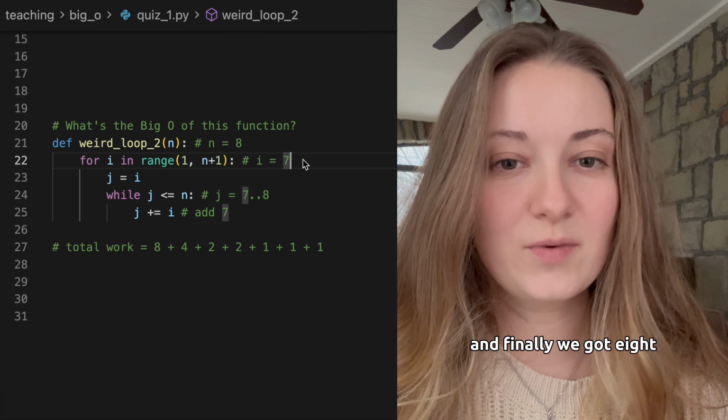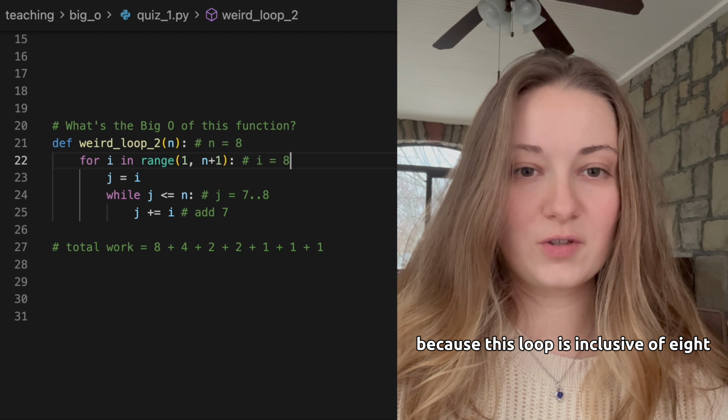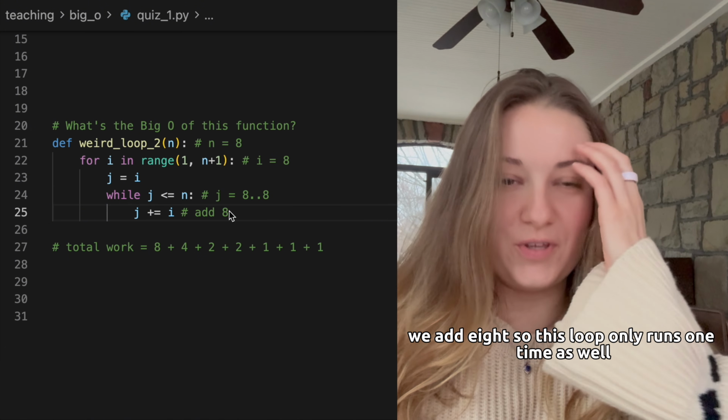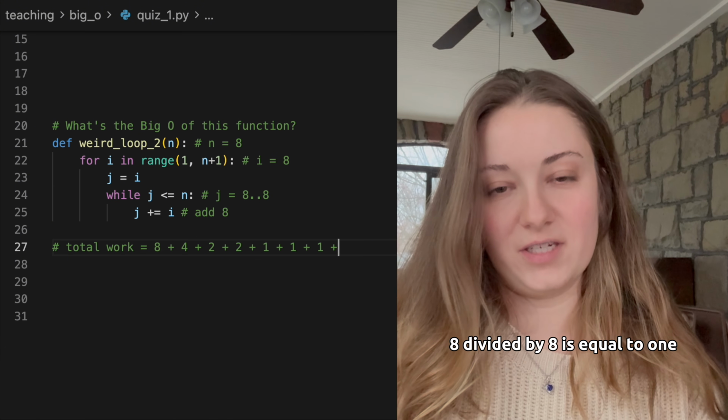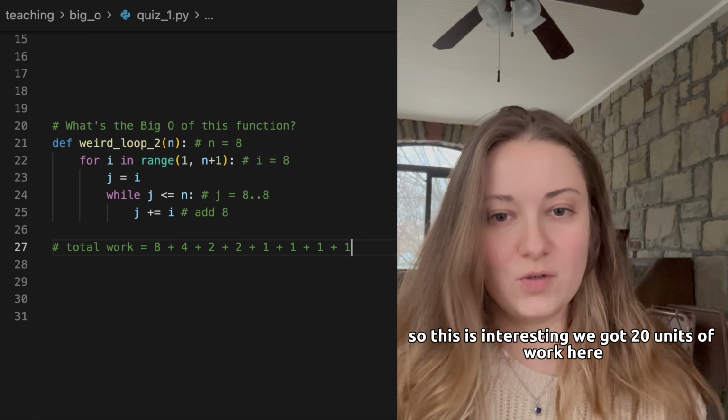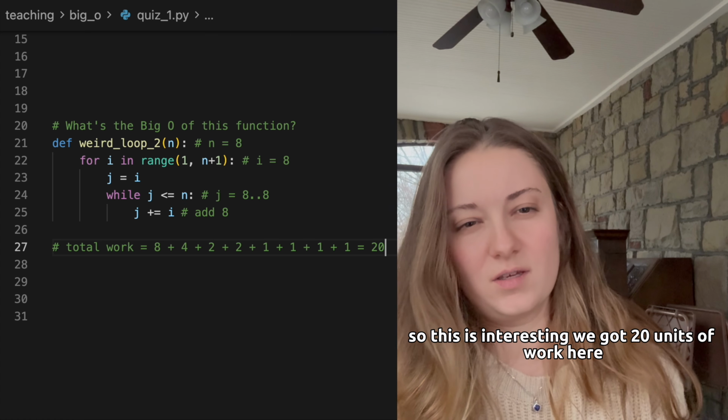And finally, we got 8, because this loop is inclusive of 8. We add 8, so this loop only runs 1 time as well. 8 divided by 8 is equal to 1. So this is interesting. We got 20 units of work here.